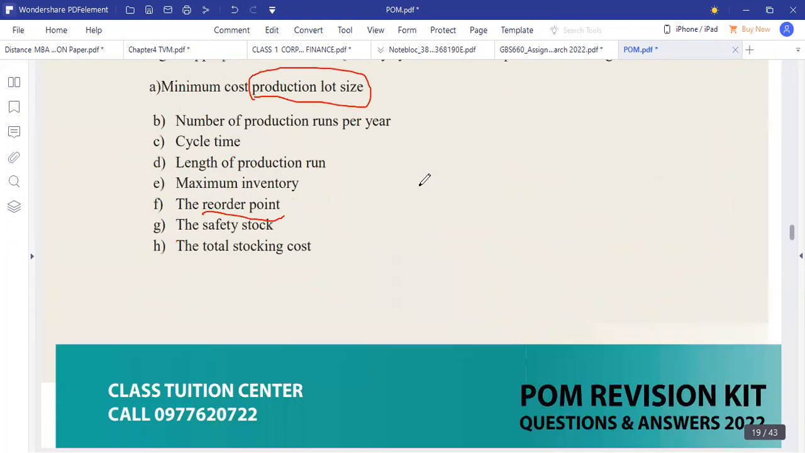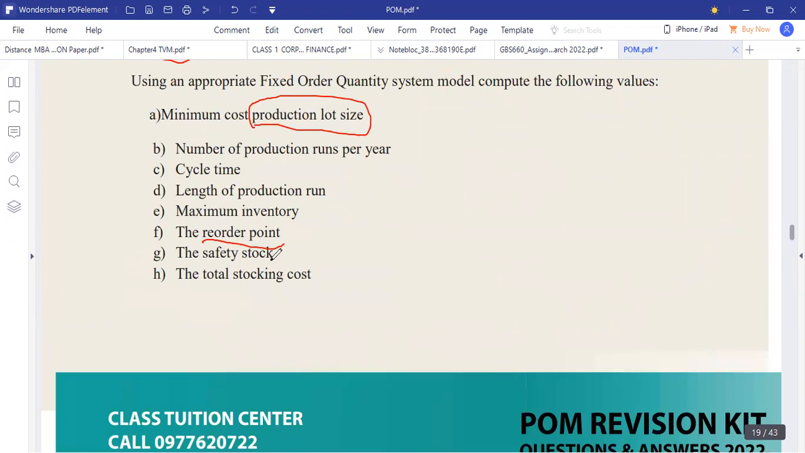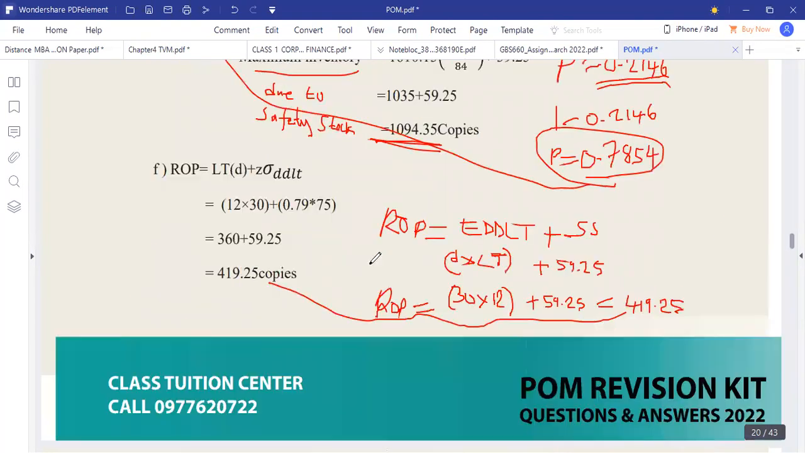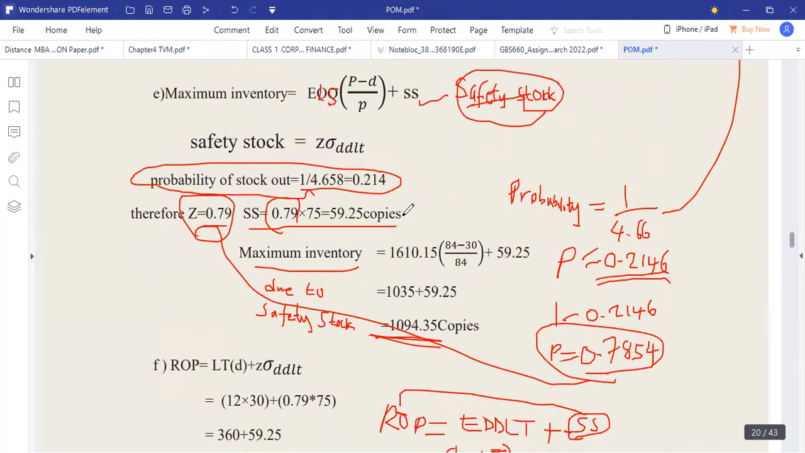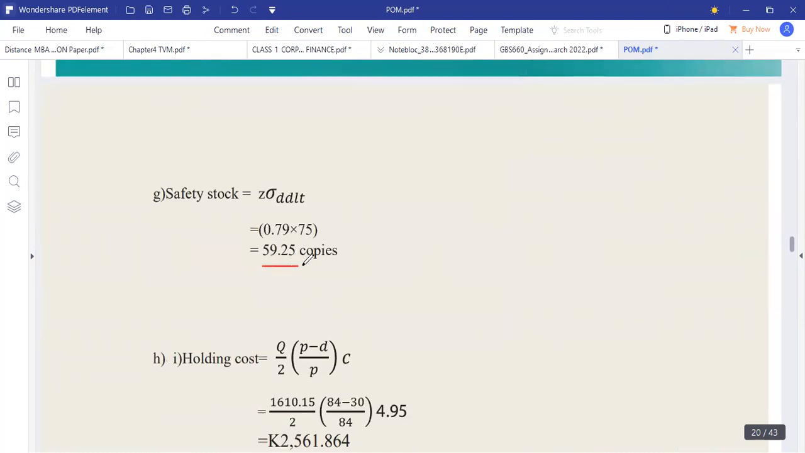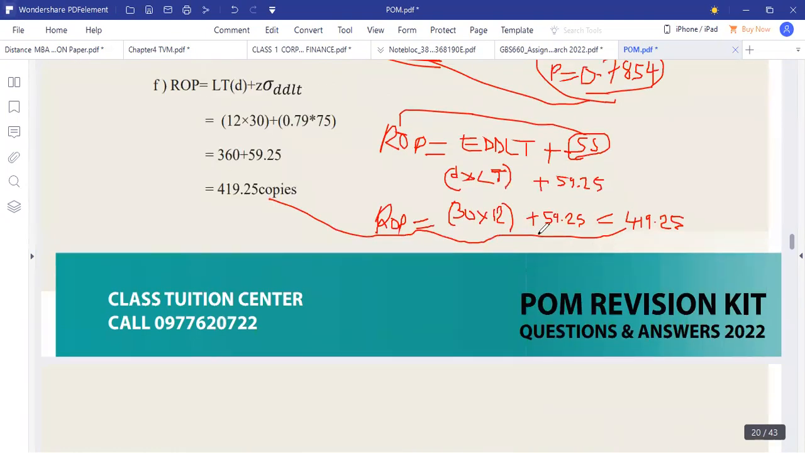Now we can get back to the question here. The other question says the safety stock. This one has already been calculated, so there's no need to go back to it. I'm sure it was supposed to come before the order point, because safety stock is incorporated in the equation for the order point, as a part of it. So the safety stock is already calculated, which is 59.25 copies. It's just a repetition because it has already been solved.